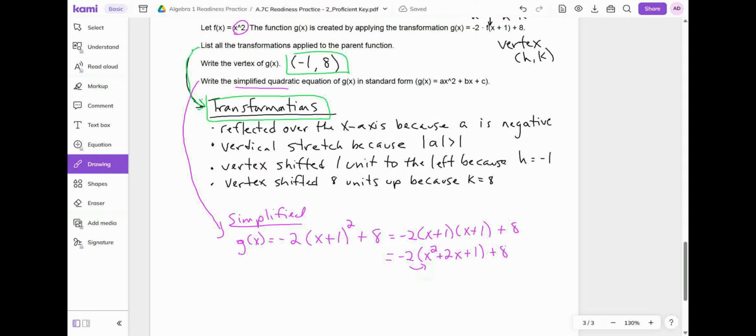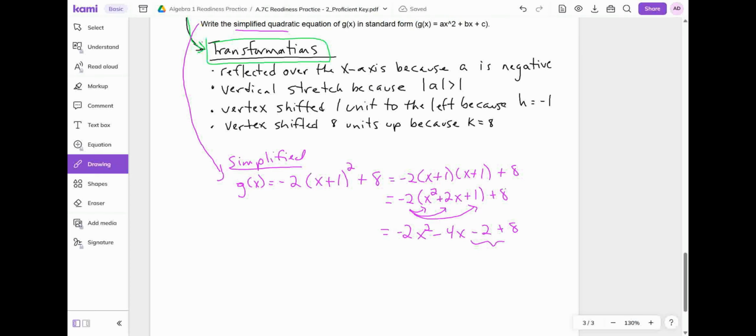Now I need to go and distribute out that -2 to all those terms. So -2x squared. -2 times +2x is going to be -4x. -2 times +1 is -2. I needed to do all that because I've got like terms. I've got the -2 and the plus 8. So I need to end up with combining those two. So it's going to be -2x squared minus 4x plus 6.